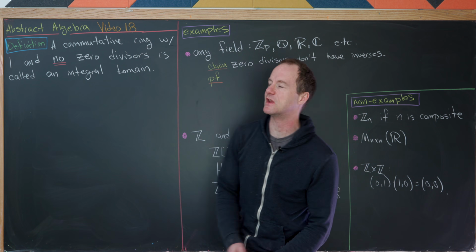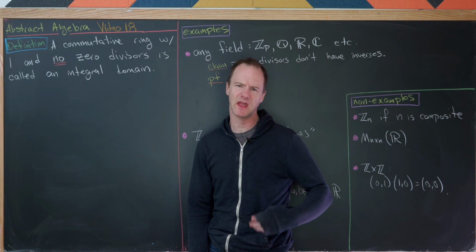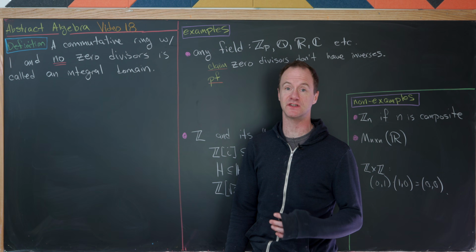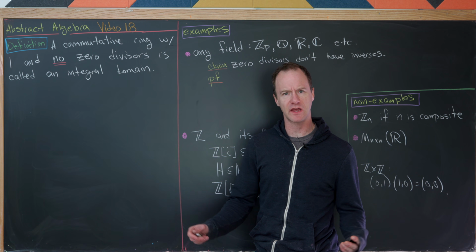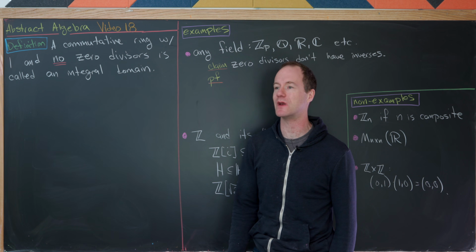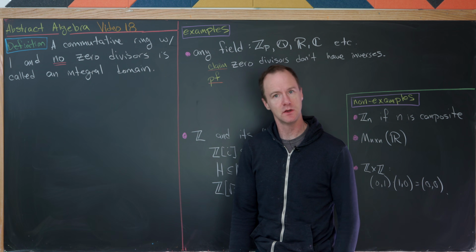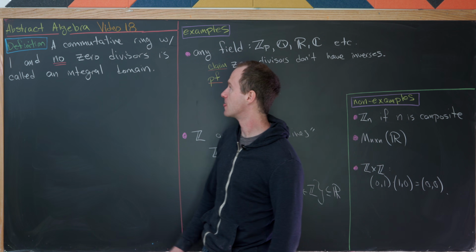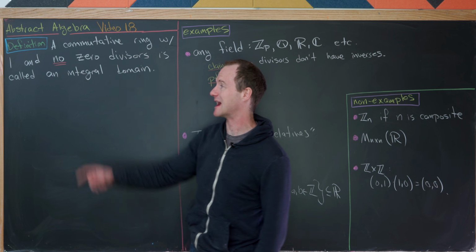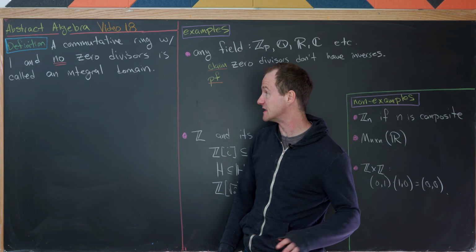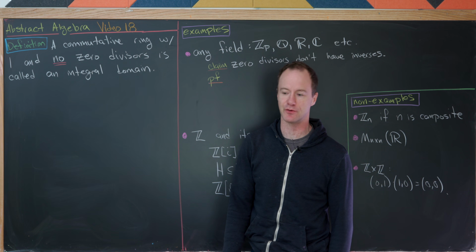This is the 18th video in our series on abstract algebra, and here we're going to continue our study of rings by looking at a special type of ring known as an integral domain. So let's look at the definition. A commutative ring with identity and no zero divisors is called an integral domain.